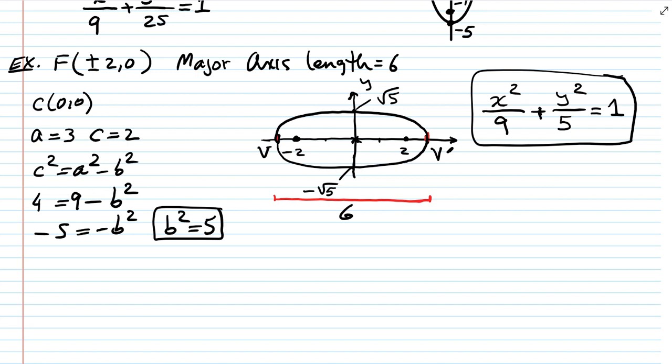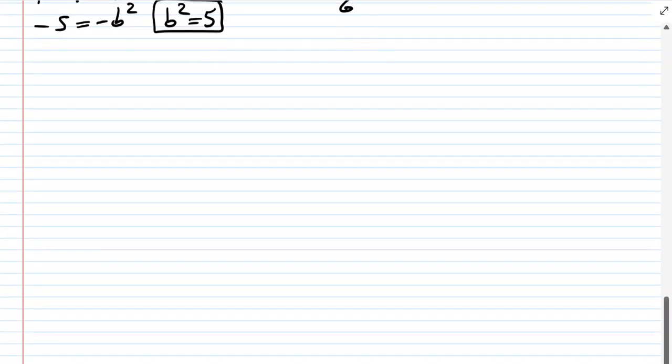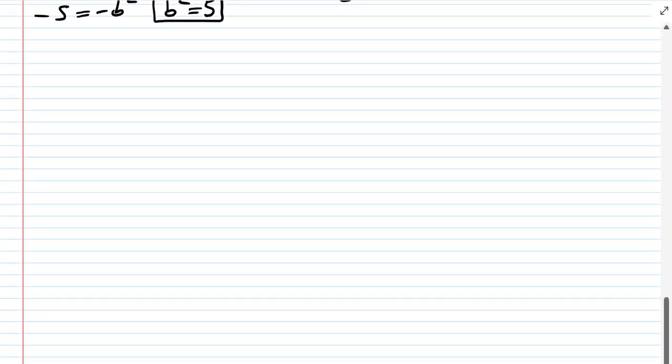And we have these key points. So the vertices are at y is 0. So it's going to be plus minus 3 and 0. Perfect. And we got the equation of this thing. All right, so fairly easy. Now let's take a look at ellipses that are not centered at 0, 0.